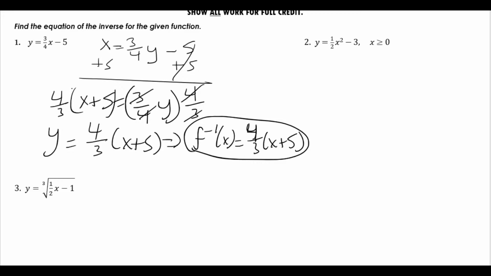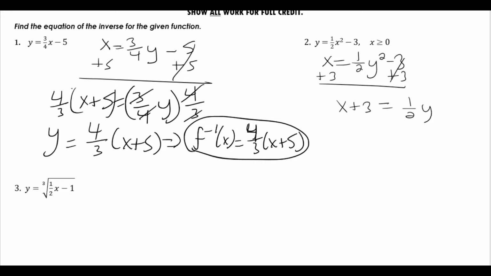So for number 2, I'm going to do the same thing. So swap x with y. Now you're going to add 3 to both sides. The only way to get rid of the 1/2 is to multiply by the reciprocal, which is 2/1, or 2. So now we have y squared equals 2 times x plus 3.